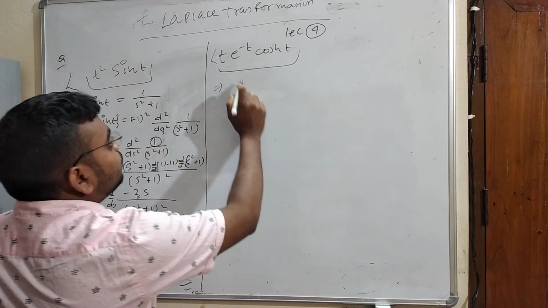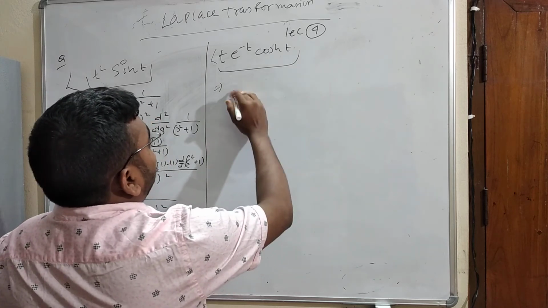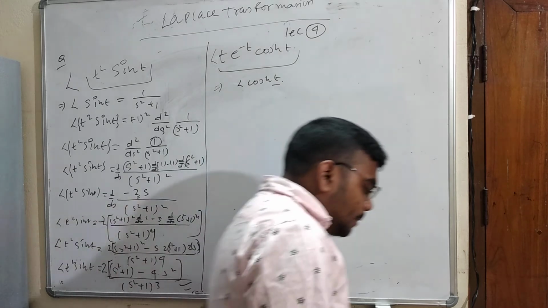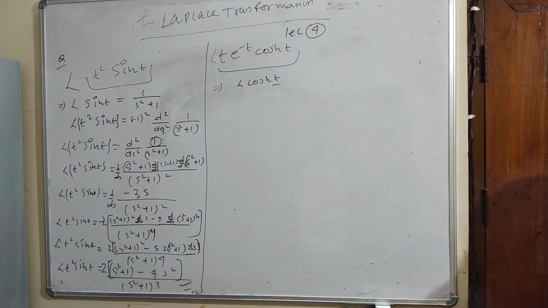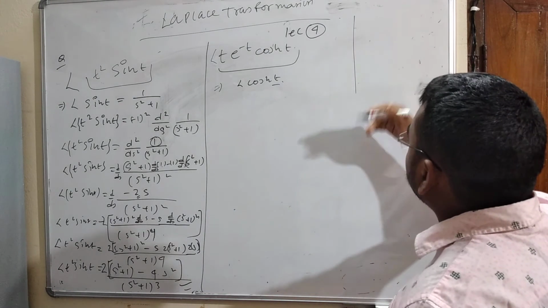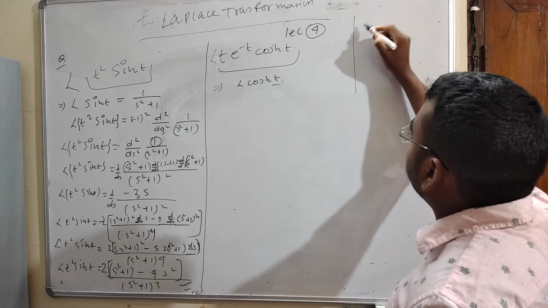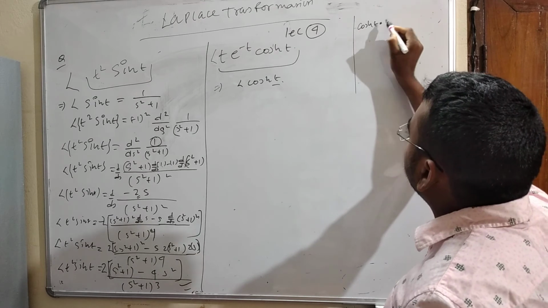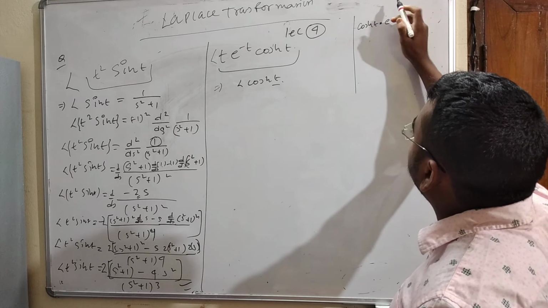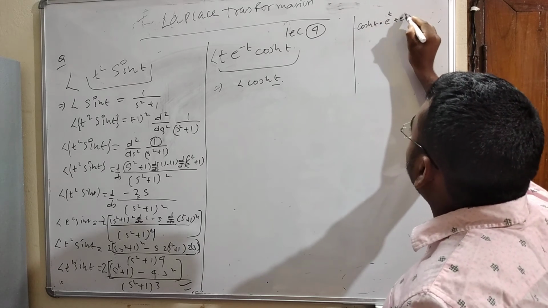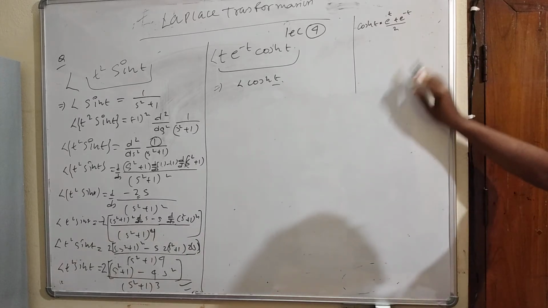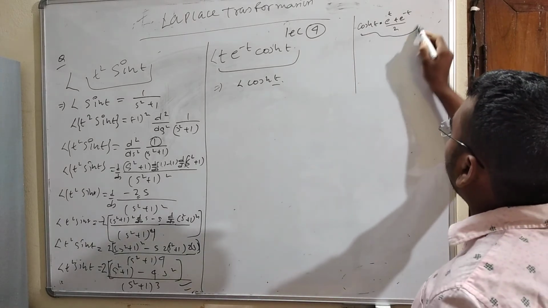So see, first of all you need to take the Laplace of cos hyperbolic t. There is no direct form of the Laplace transform of cos hyperbolic t, so we need to go through the complex summation here. So cos hyperbolic t will be equal to e to the power t plus e to the power minus t divided by 2. It is a form of cos hyperbolic t in a complex way.